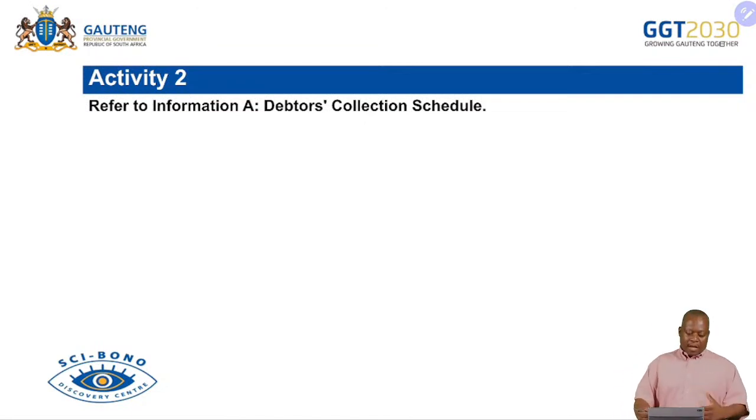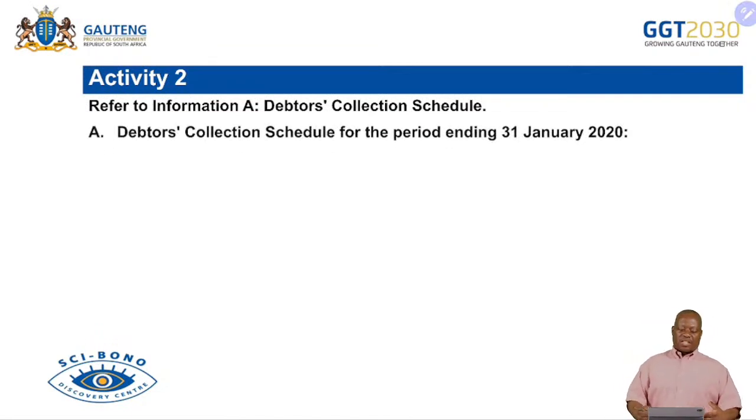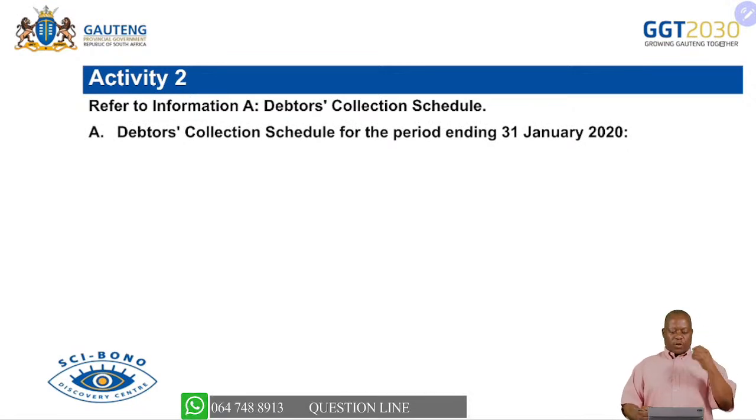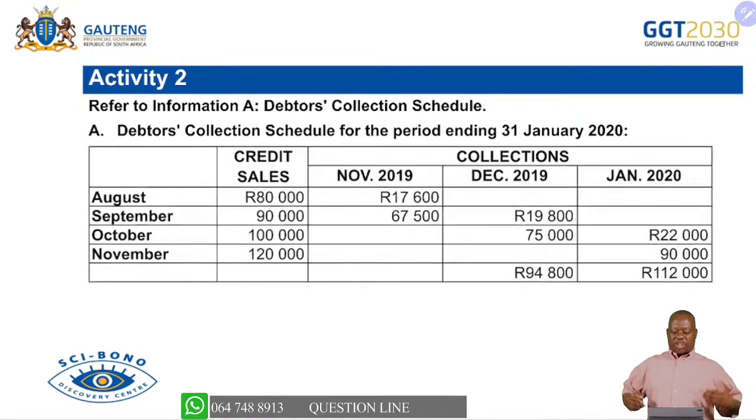Now, let's look into the next question. Here we are expected to interpret a debtors collection schedule. Check this one, it's done, prepared for us, straightforward. But they are now going to ask us questions about it. But let's see if we understand something here.